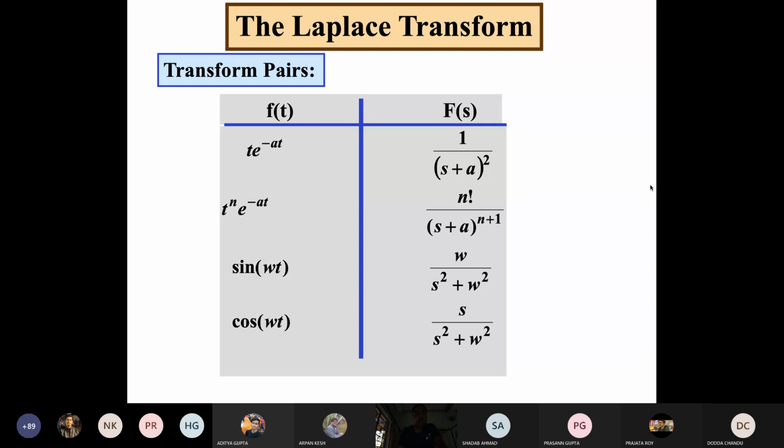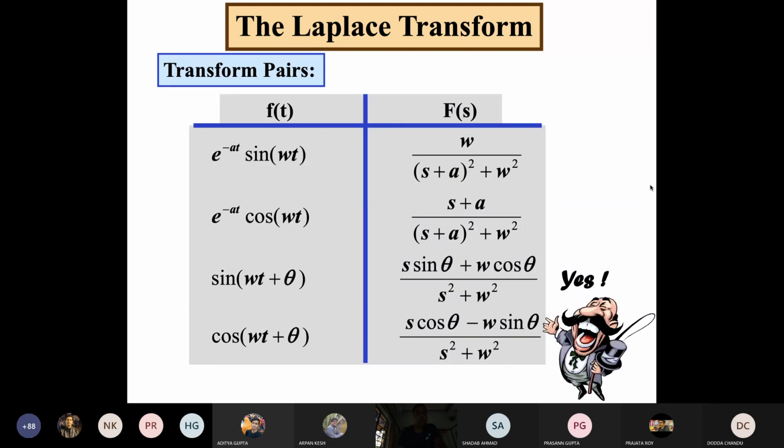Sin omega t is omega by s square plus omega square, cos omega t is s by s square plus omega square. And if you replace it by e to the power minus at sin omega t, then the s will be replaced by s plus a. What about this? Find the Laplace transform of sin of omega t plus theta.